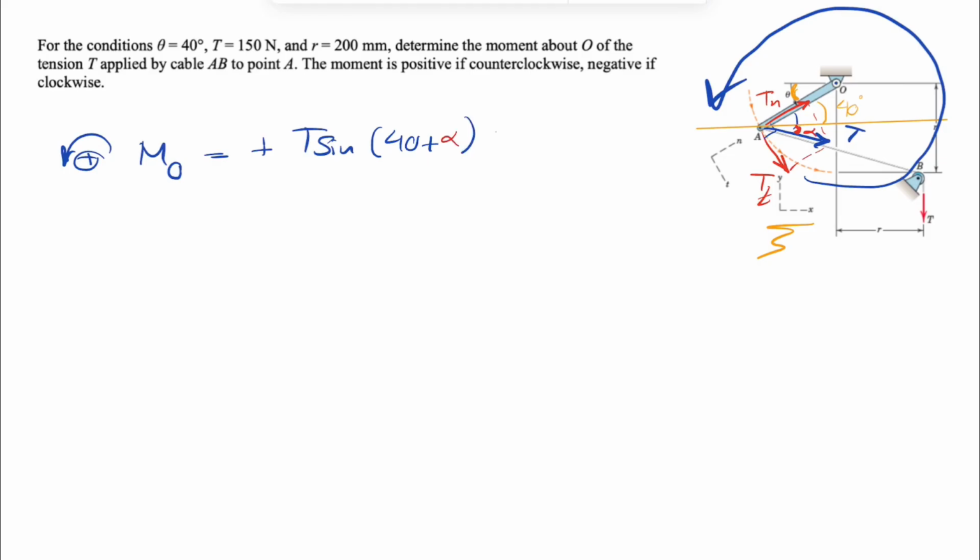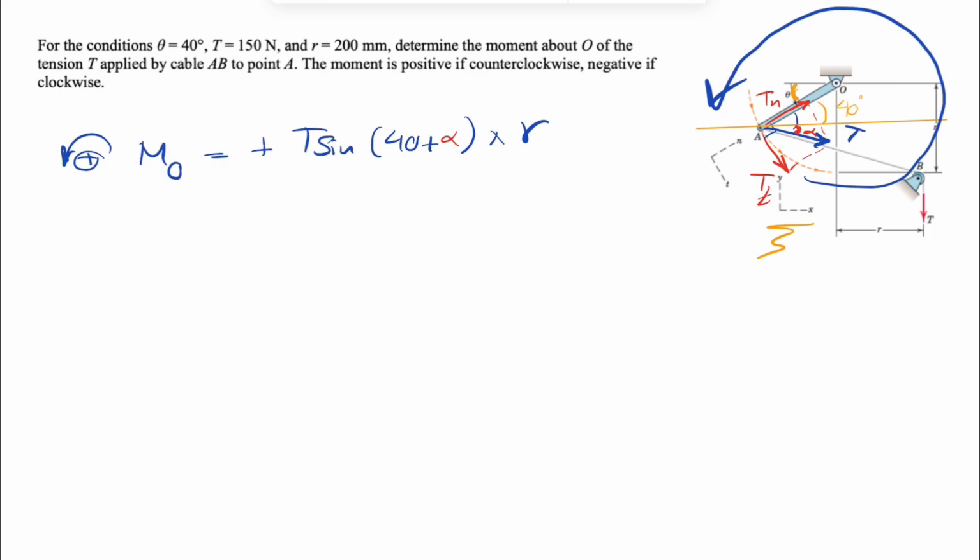And AO would be our distance, which is pretty easy to find because AO is basically the radius that we have as R, because it's going to make that circle that we can see. So AO is basically R. So all we need to do in here is just to find that angle alpha.